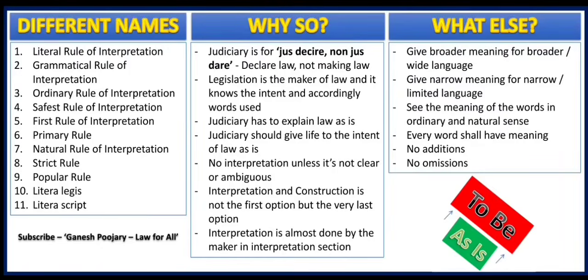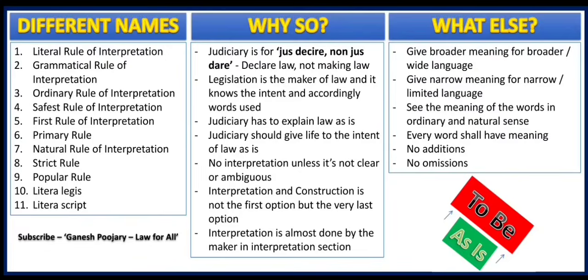The next question: why the literal rule of interpretation? Because we should always remember that law making is the power of the legislature, and the court's role is only to the extent of declaring it. The court should not try to intervene in the intention of the lawmaker when the words used in a statute are plain, clear and unambiguous. That is the first objective. Now, the role of the judiciary is to explain the law as is. The judiciary should always try to give life to the intention of the lawmaker or the author. So this theory plays a very important role.